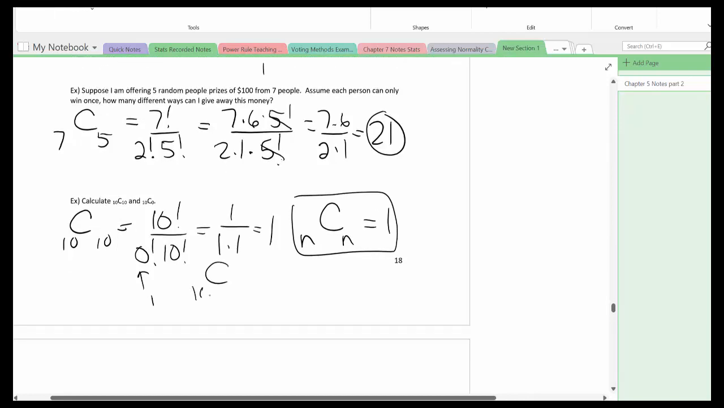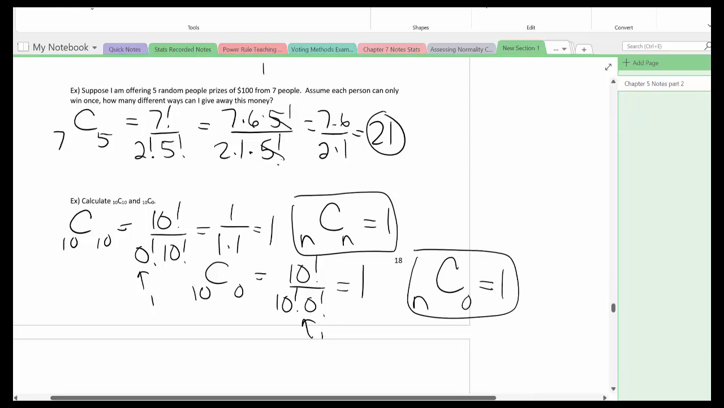Then for a combination of 10 things taken 0 at a time, that's 10 factorial over 10 minus 0, that's 10 factorial times 0 factorial. Well, that's exactly the same as what we just had here. The 10 factorials divide out. 0 factorial is 1. This is also 1. So a combination of n things taken 0 at a time is 1.